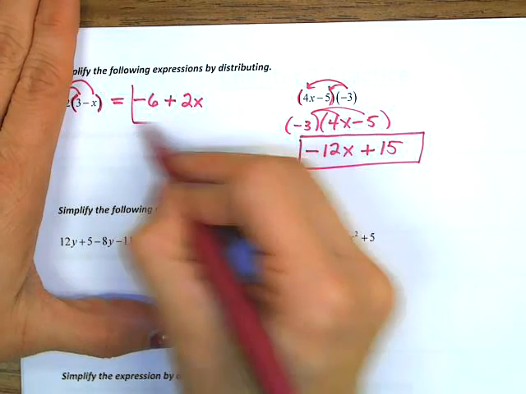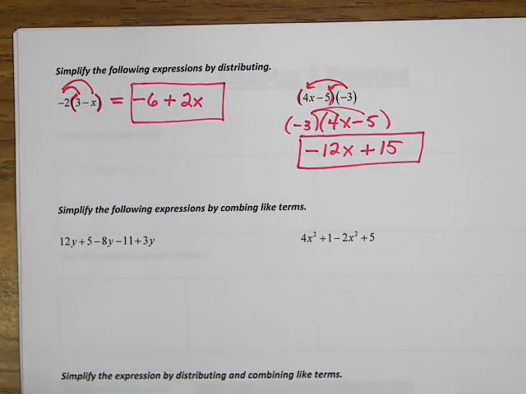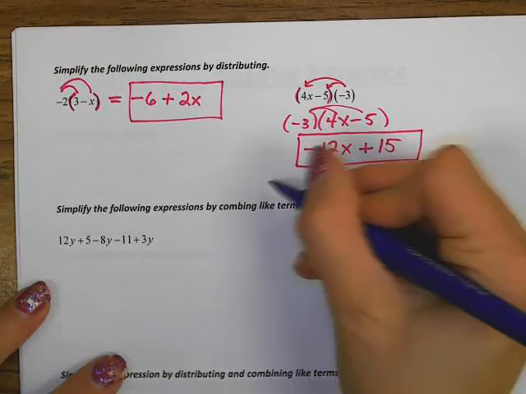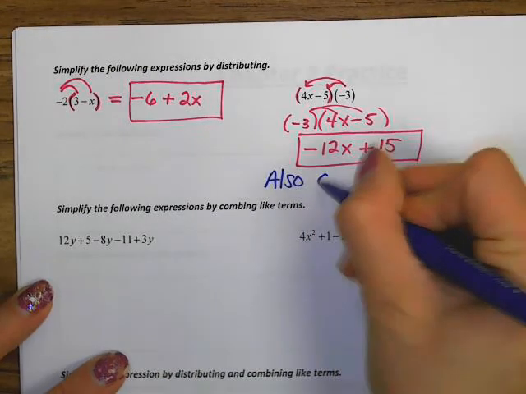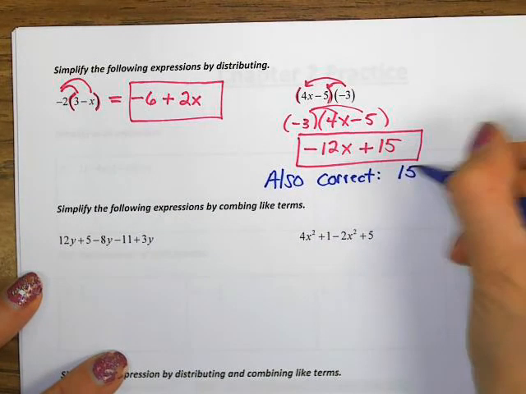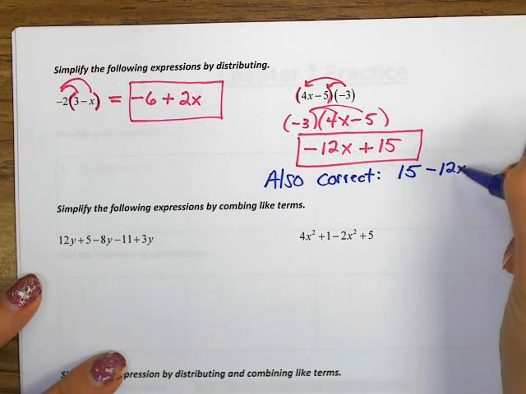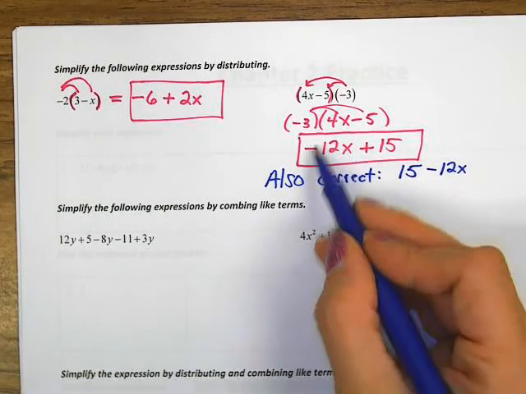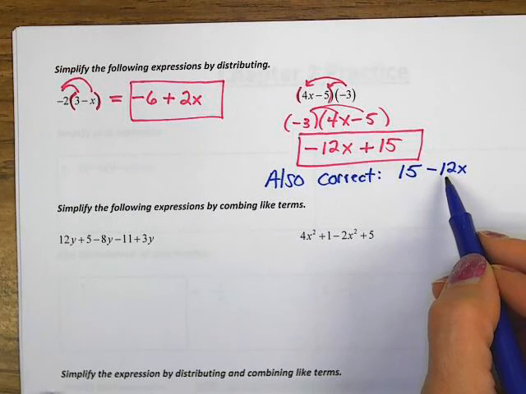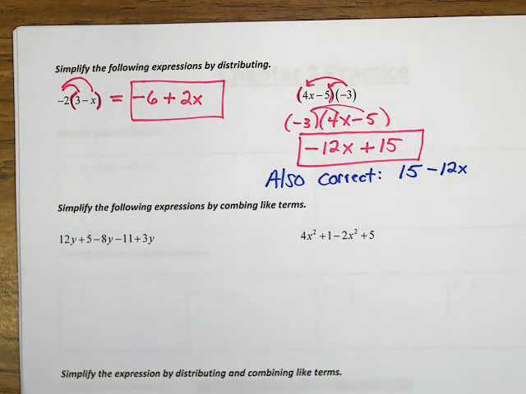Okay. Some people, when they were taking these tests, were writing their answers in a different way, and it was also correct. Okay, I'm just going to put a note here. Also correct. What if you have 15, a positive 15, and then you have the negative 12x? That's okay because the 12 is negative. Okay, but we can't have it switched around and have the negative on the 15.